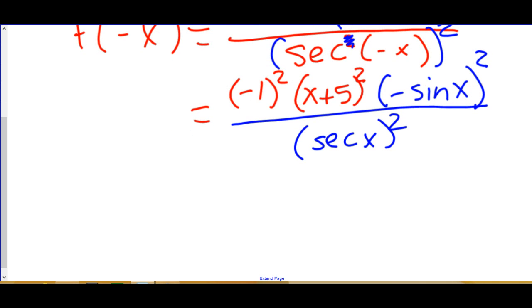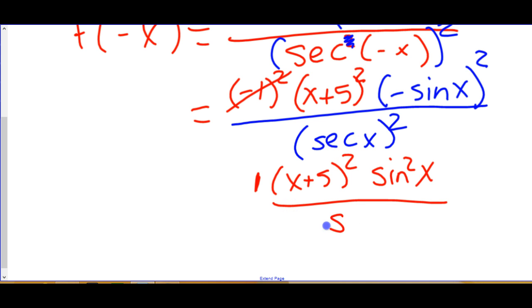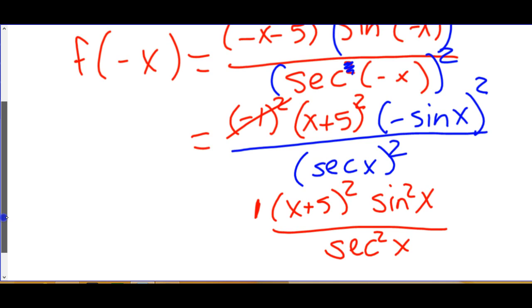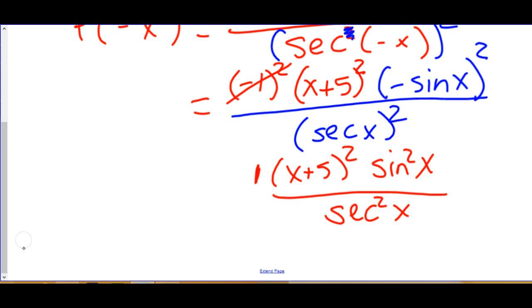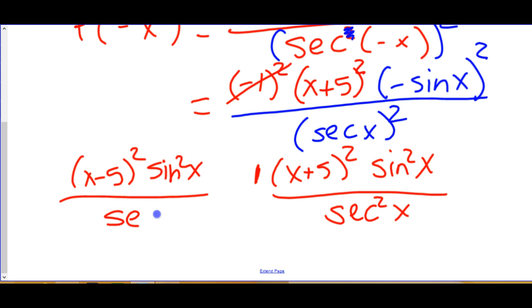So now we simplify even further. Negative 1 squared is positive 1 times x plus 5 squared. Negative times a negative made that positive sine squared x. Secant squared would just end up being secant squared. We didn't have to worry about the sign since it was already positive. So now we have to compare it to the beginning, which was x minus 5 squared sine squared over secant squared. So a lot of stuff matches.